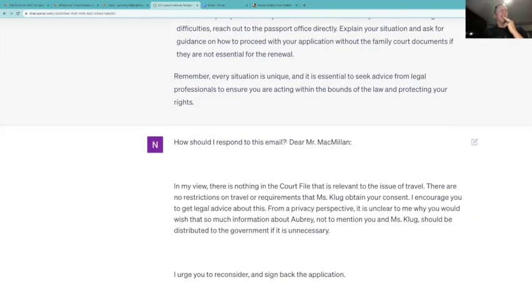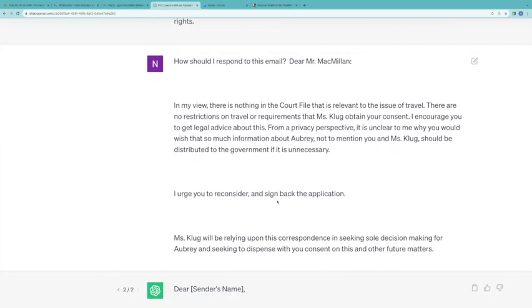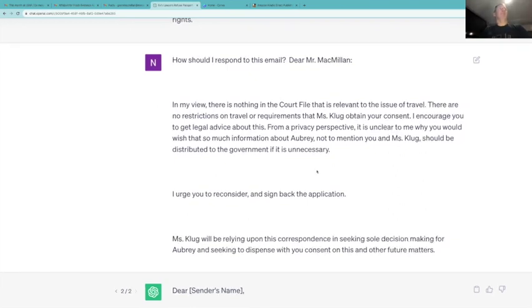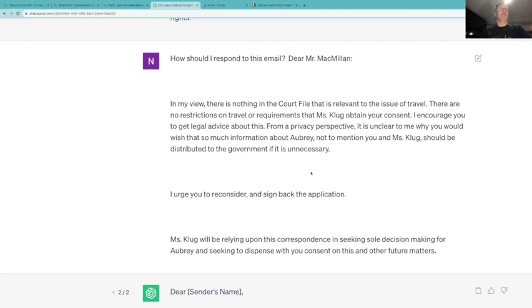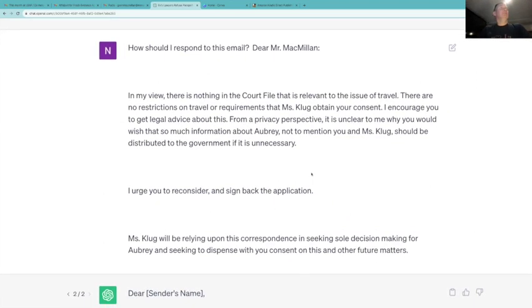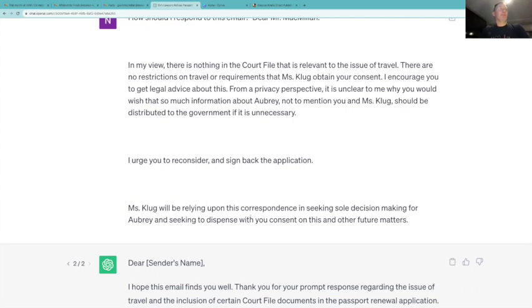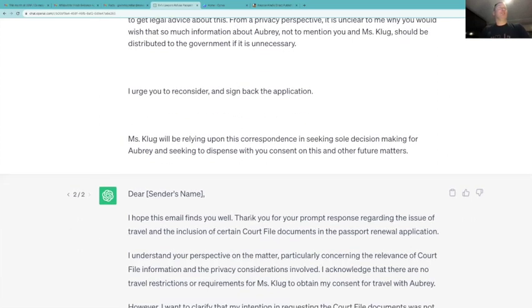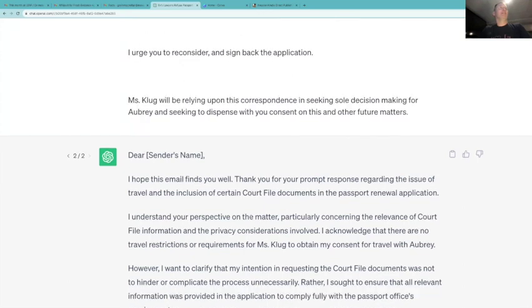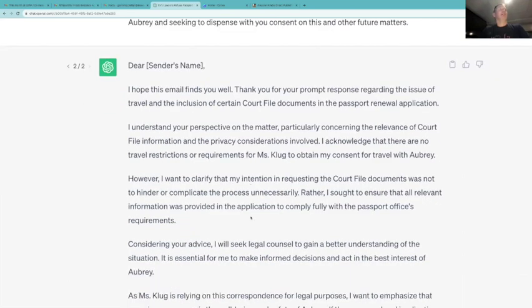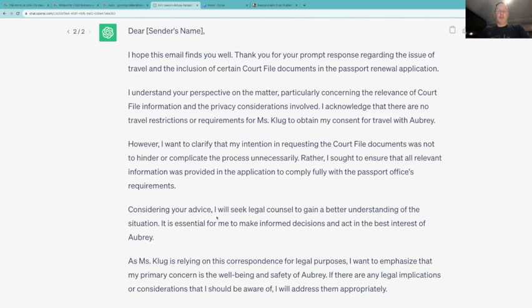And then I said, how should I respond to this email? And so this is what they submitted to me. In my view, there's nothing in the court file that's relevant to the issue of travel. I strongly disagree. And she says that my ex will be relying on this correspondence in seeking sole decision-making for my son in the future. So then it follows up with kind of aggressive legal responses, which have significantly changed the tone of the way the lawyers have dealt with me.